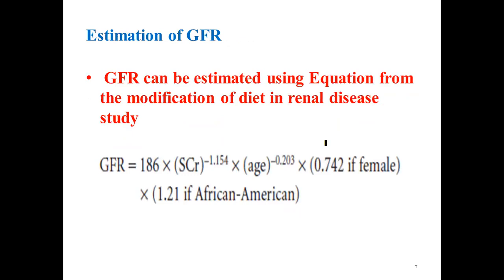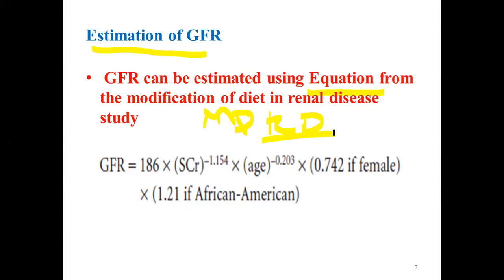Then the most important point is, how do we estimate GFR? So this is the latest formula, but not commonly employed, but this is according to the National Kidney Foundation. This is the most well-known international organization, which gives a lot of information about staging and diagnosis of CKD. So GFR can be estimated using the equation from the Modification of Diet in Renal Disease study. We call it MDRD, modification of diet for renal disease.